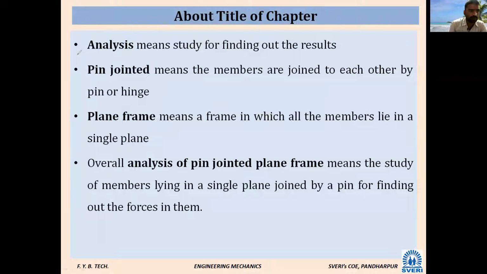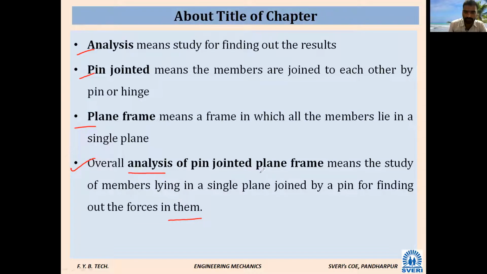Will you write all these points or only this last point? I will upload this PPT anyway. Just write the final definition. You can read all these things. Is it okay? Final definition like that? Yes, sir. Okay, write down the final definition.